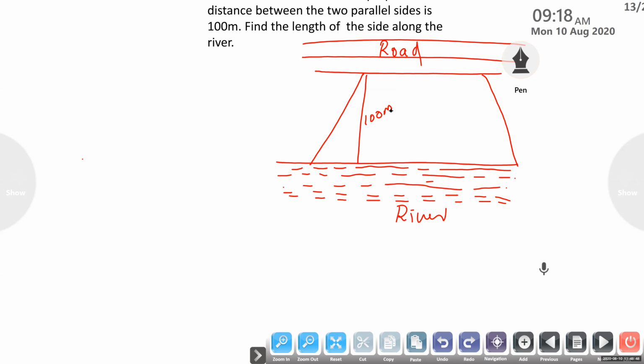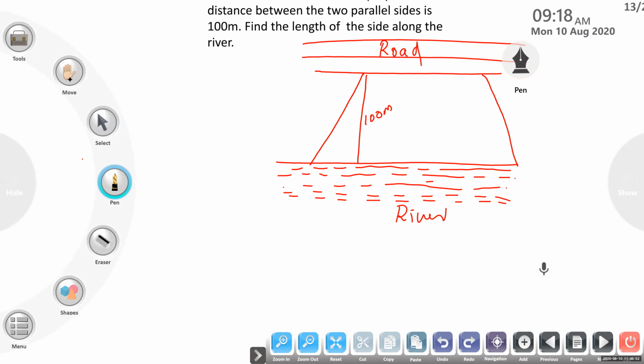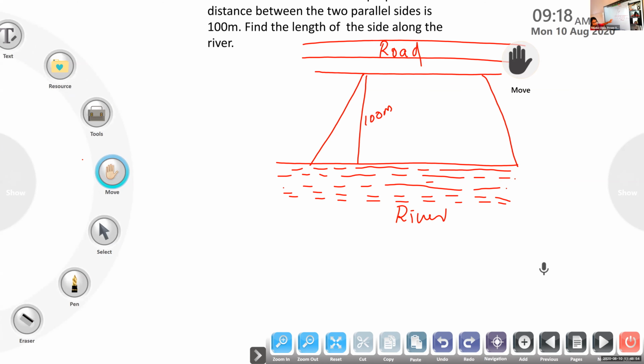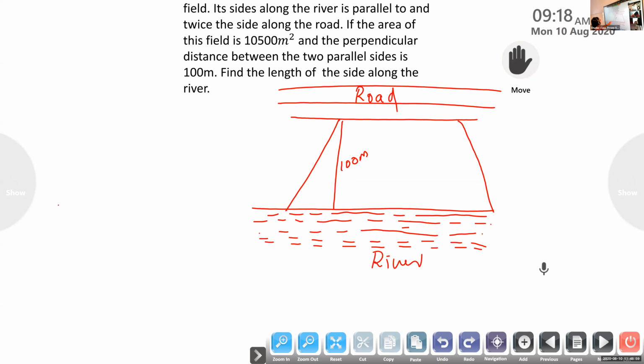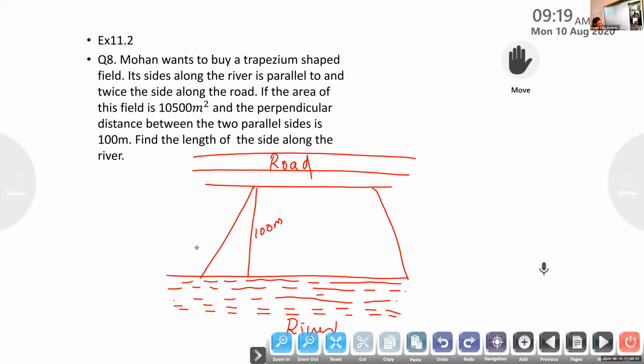Ma'am, can you show the question? It's there in your textbook, exercise 11.2, 8th question. Jeff, did you understand the question? Alia, understood? What is given in the question?